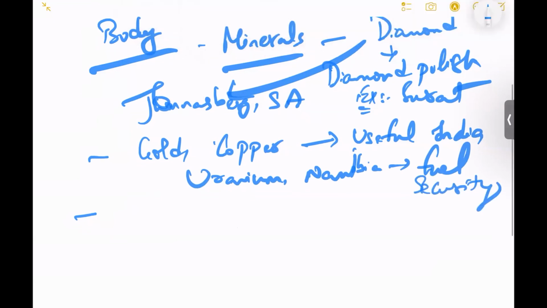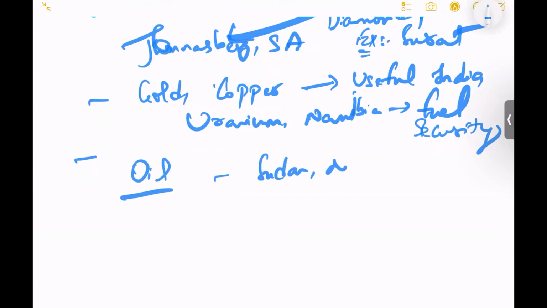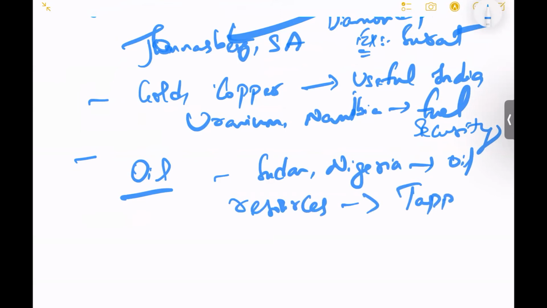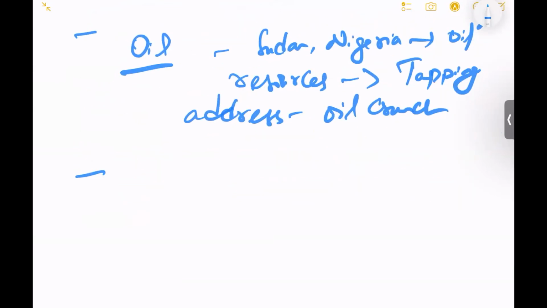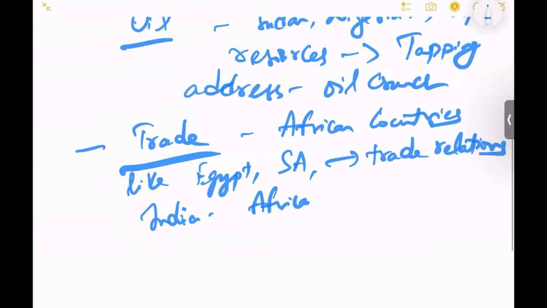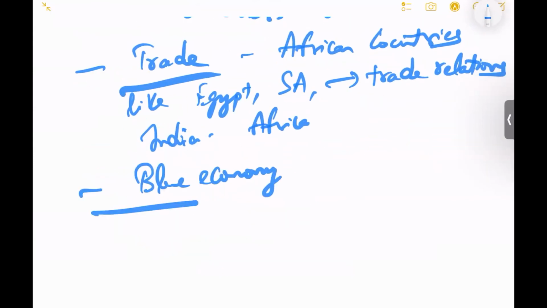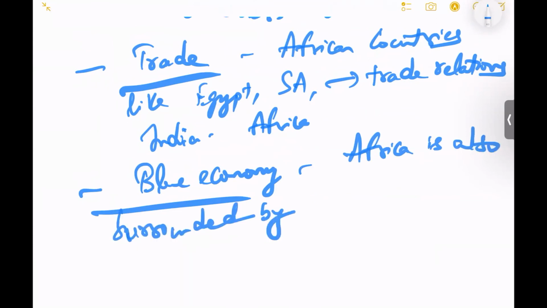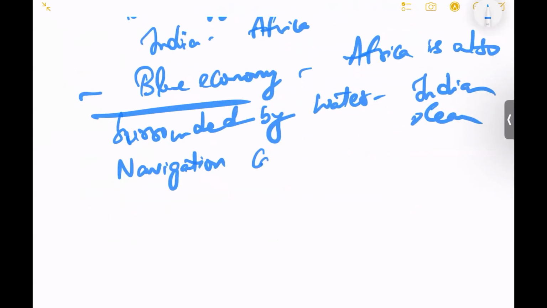Then oil. Where is the oil available? In Sudan, Nigeria, all these places, oil resources are there. By tapping this, India can address its oil crunch. And then trade. African countries like Egypt, South Africa can all be helpful for trade relations between India and Africa. And finally, the blue economy, because Africa is surrounded by water and is significantly present in the Indian Ocean area. The navigation can be mutually beneficial and can help in the sea trade.